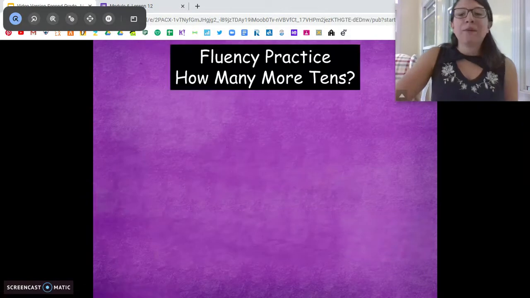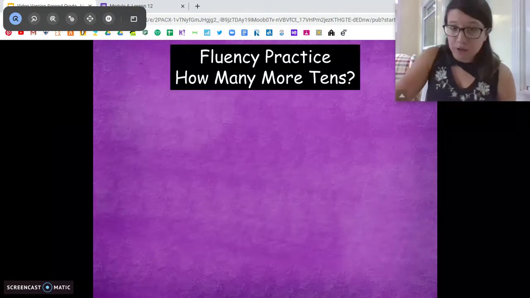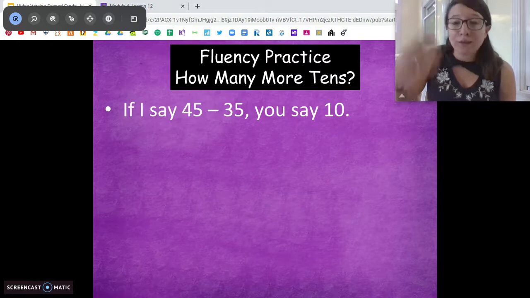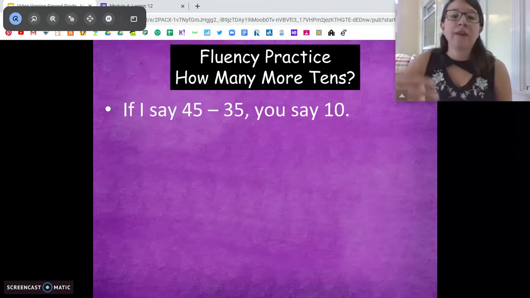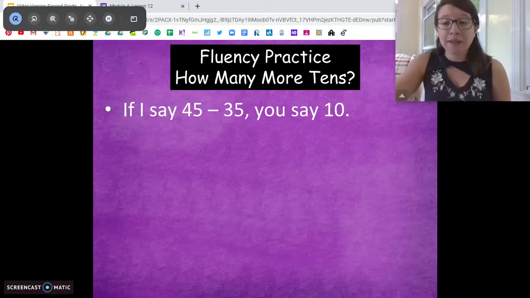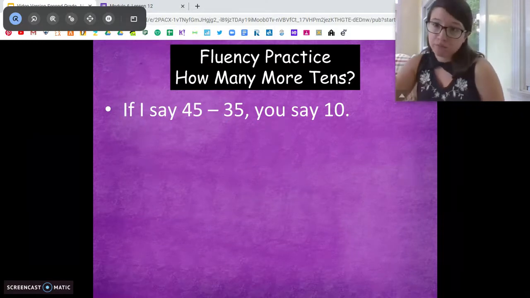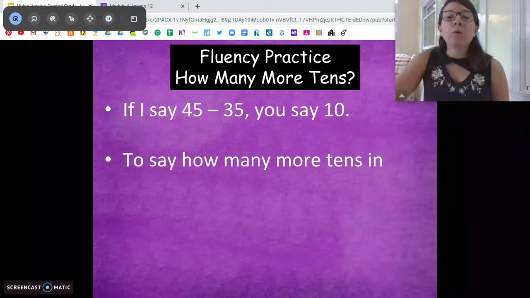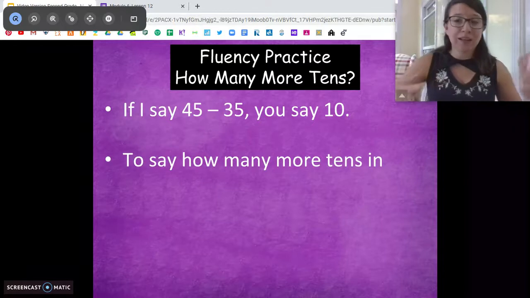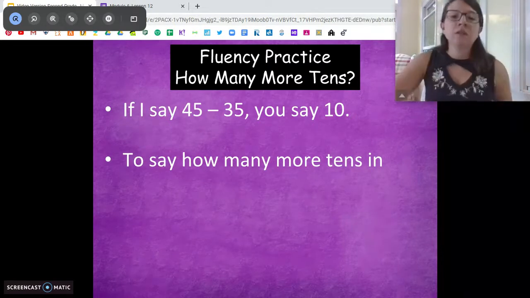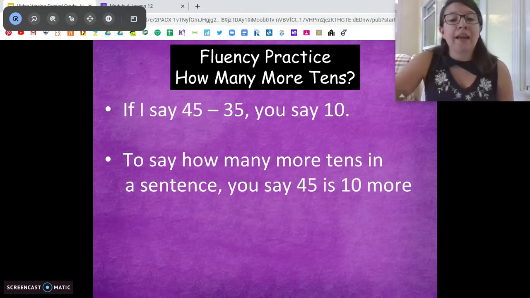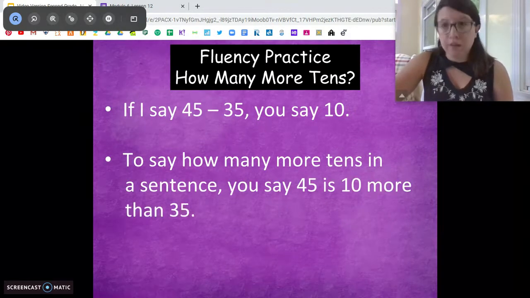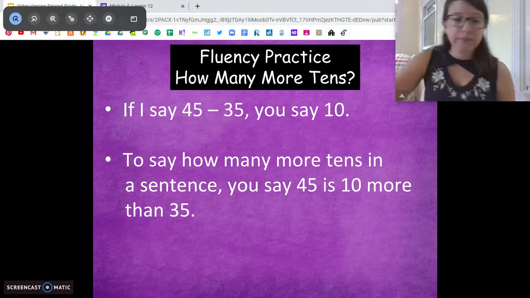All right, today we're going to start off with a little fluency practice. I'm going to give you a subtraction problem, and you need to tell me the difference. Tell me what the answer is. So if I say 45 minus 35, you'd say 10. Then we're going to put that into a sentence so we can relate the two numbers. You're going to tell me how many more tens. So you'd say 45 is 10 more than 35, right?